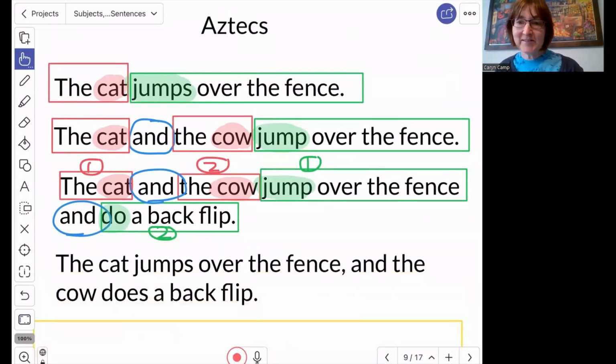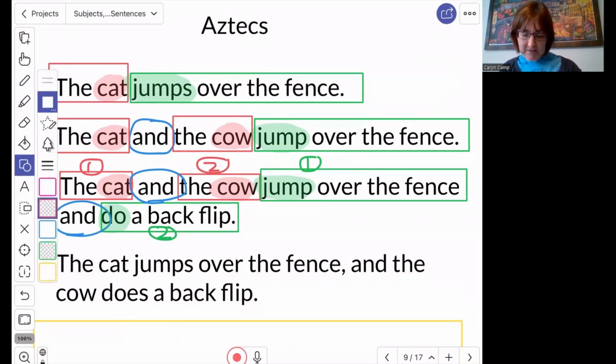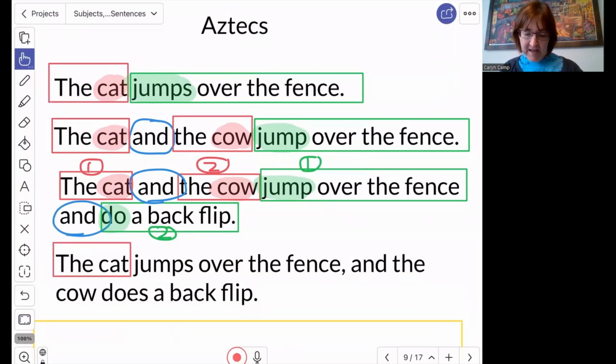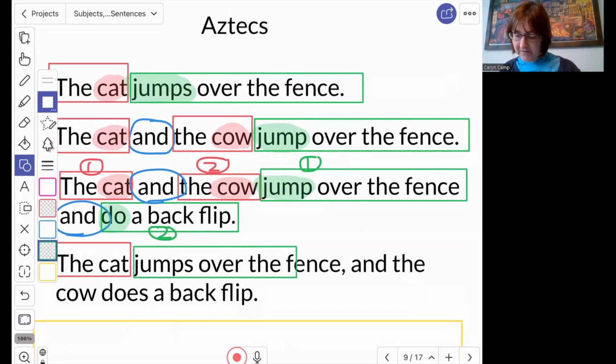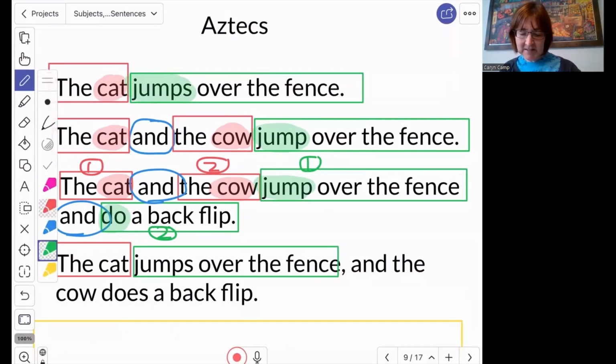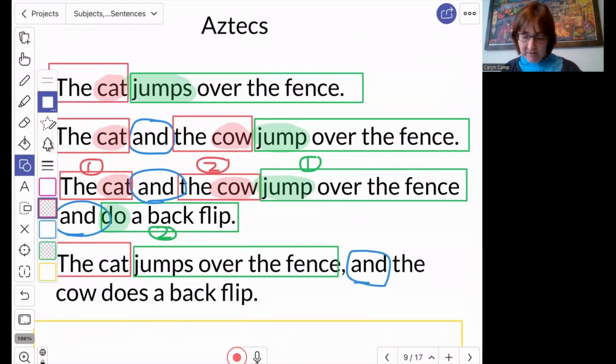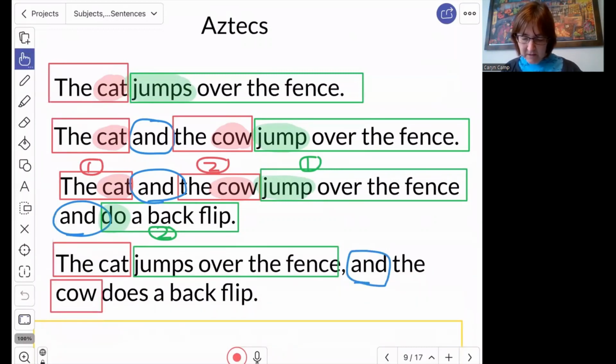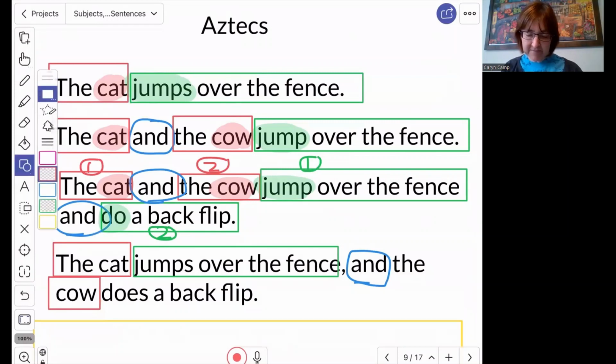You know our compound sentence is coming, right? All right, so who is this sentence about? Well, we've got, hang on here. We've got a cat. And what's this cat doing? Jumping over a fence, and then, oh, interesting, comma and. Do you see it? Comma and. Ding, ding, ding, ding, ding. Compound. And then what do we have? We have a cow, and we have does a backflip.